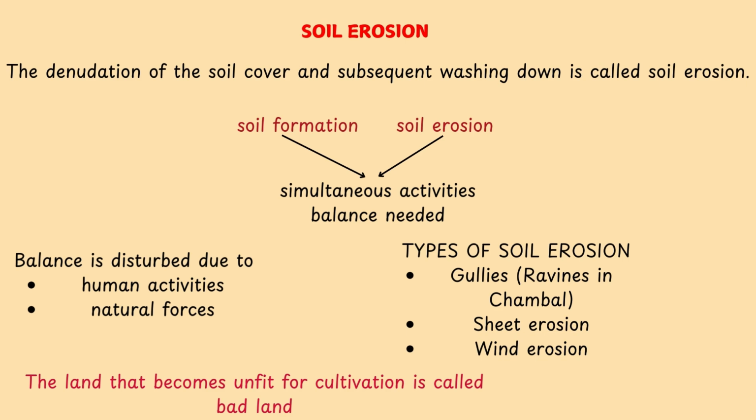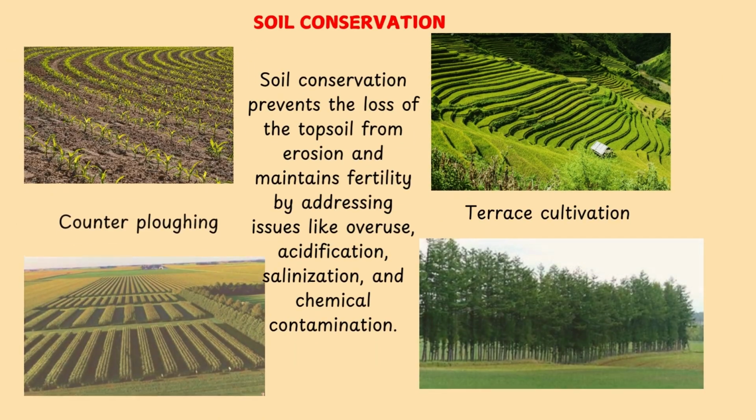Ploughing along the contour lines can decelerate the flow of water down the slopes. This is called contour ploughing. And we can cultivate the crops in steps by making slopes, making terraces. This is called terrace cultivation. This avoids soil erosion. It is found in the western and central Himalayas.